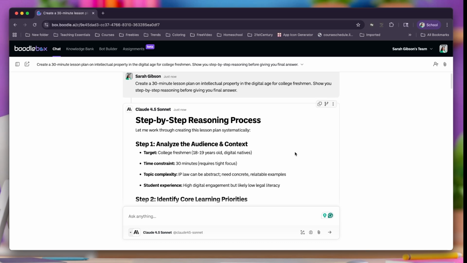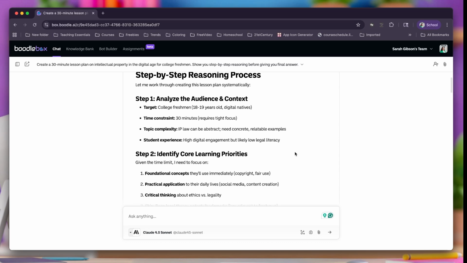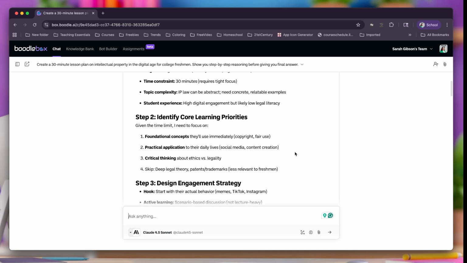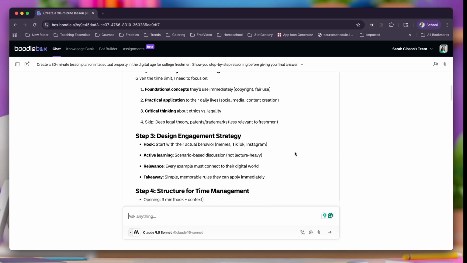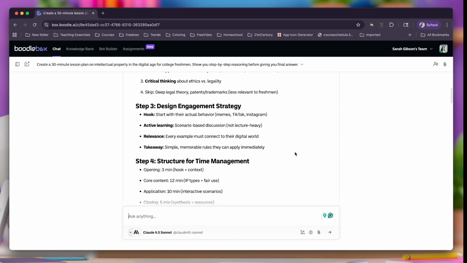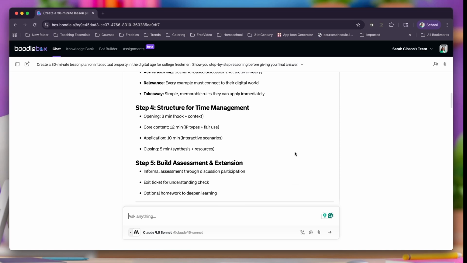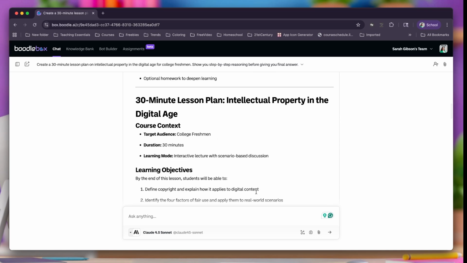Look at this new reasoning section that appears. Claude explains why it chose a certain activity, how it considered students, alternatives it evaluated, and why it structured the framing in this way before giving you the lesson plan. This gives you insight into its pedagogy.